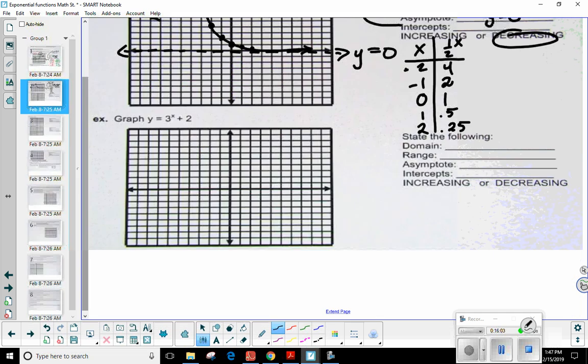3 to the x plus 2. Now, what transformation do you notice here? I did say vertical, but what's happening vertically? Yeah, everything is shifting up 2. So you could go ahead and graph the original, just 3 to the x, and then just move every point up 2, or you could just plot the points as you go. Okay, anybody want to come on up and show me what this is going to look like?